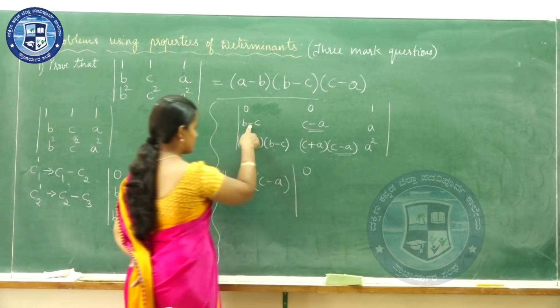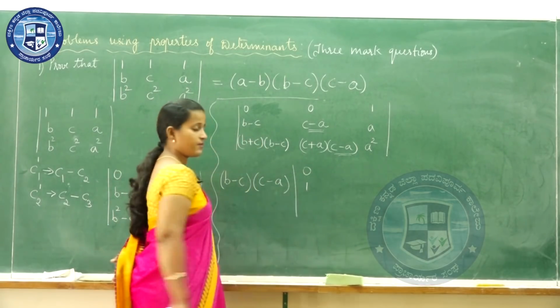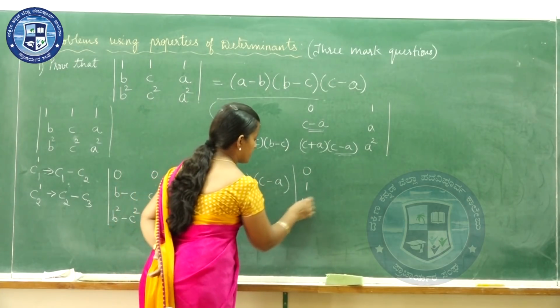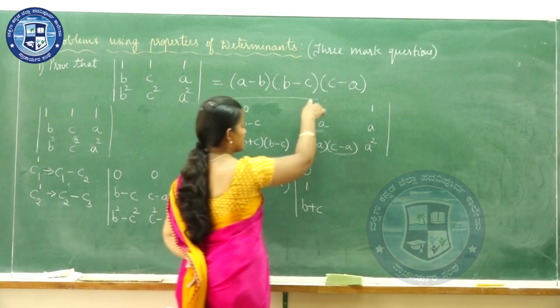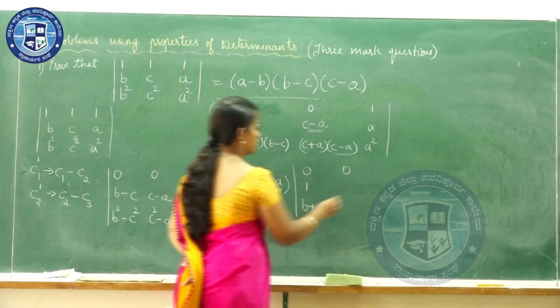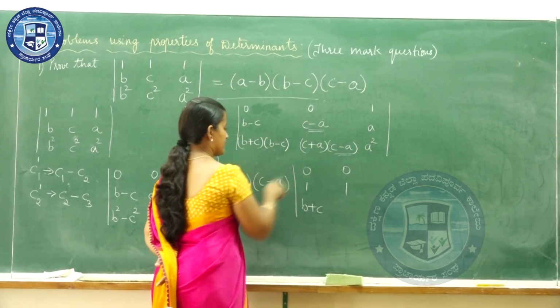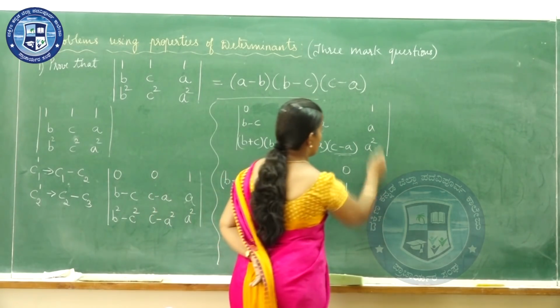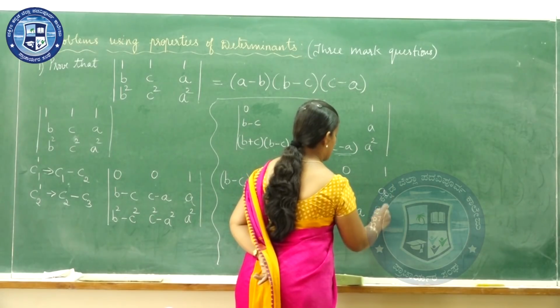0, this has come outside. So what is remaining is 1. B minus C has already come out. So B plus C. From the second column, 0 as it is, this has come out. So it is 1. It has come out. So what remains is C plus A. Next, you have 1, A, A square.